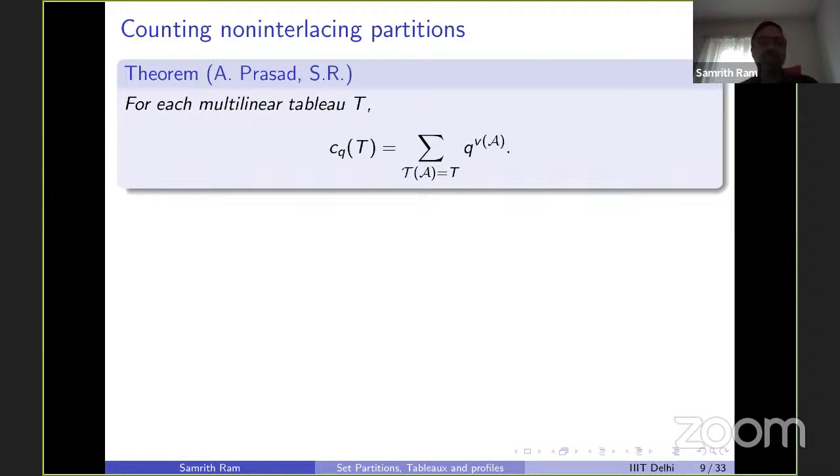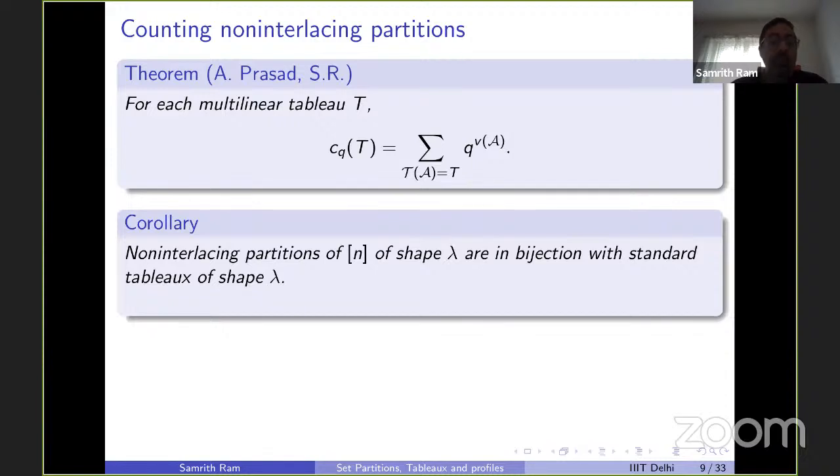All right. So it can be shown that you can obtain this CQT by summing this interlacing statistic over all set partitions which correspond to this tableau T. One can ask, what are the non-interlacing partitions? Non-interlacing would correspond to VA being 0. If one looks at the theorem, on the right-hand side Q to the VA being 0 would give you the constant term in the polynomial.